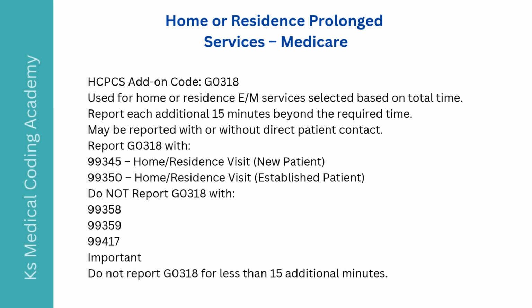This slide explains HCPCS code G0318, the Medicare add-on code for prolonged home or residence evaluation and management services. G0318 is reported only when the primary home or residence (EM) service has been selected using total physician or qualified healthcare professional time on the date of the encounter. 1 unit of G0318 represents each additional 15 minutes beyond the required time of the primary service. This code is reported with 99345 for new patient home or residence visits and 99350 for established patient visits when prolonged service requirements are met.